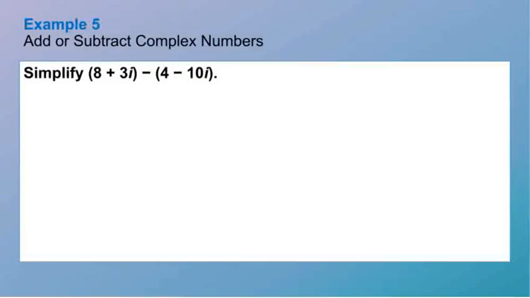Number 5, we're going to add and subtract complex numbers. So again, when we add and subtract, we're just adding real with the real and imaginary with the imaginary. For this first one here, we have 8 plus 3i minus (4 minus 10i). So we want to combine our real with our real and our imaginary with our imaginary. Our reals would be 8 minus 4. Then we're going to be adding, here we have 3i minus a negative 10i, which just means plus 10i.